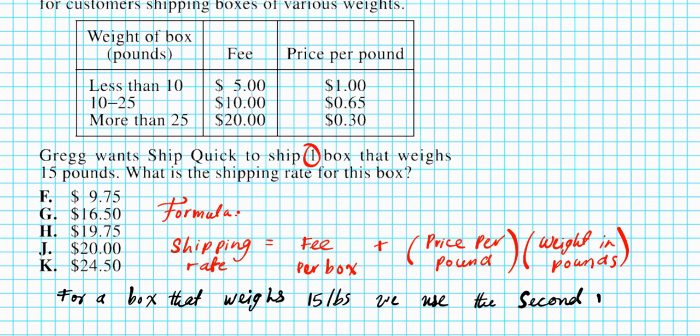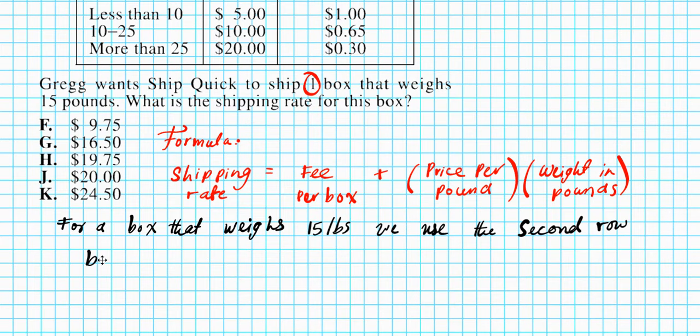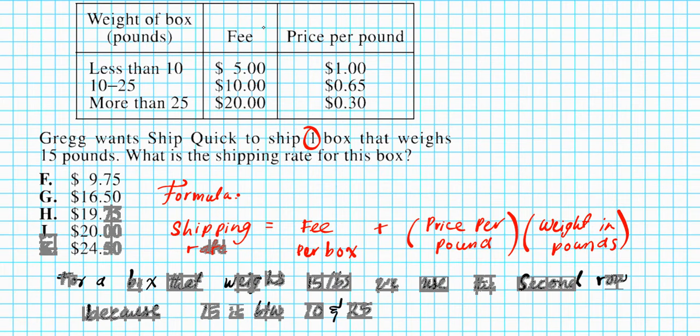Why do we use the second row? We use the second row because 15 is between 10 and 25. So if your box weighs 10 pounds, 25, or anything in between, you're going to be using the second row to determine your fee and your price per pound.